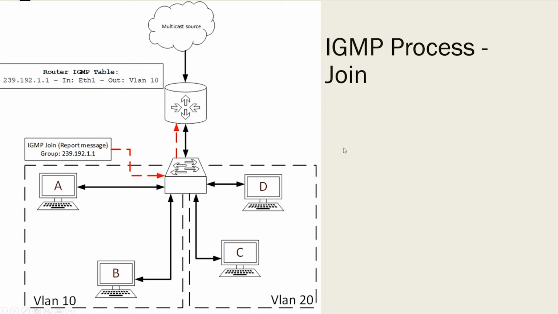But anyway, we've got this very simple network here, a layer 2 domain split into 2 with VLANs, and 2 hosts here, and a multicast source demarked by a router.